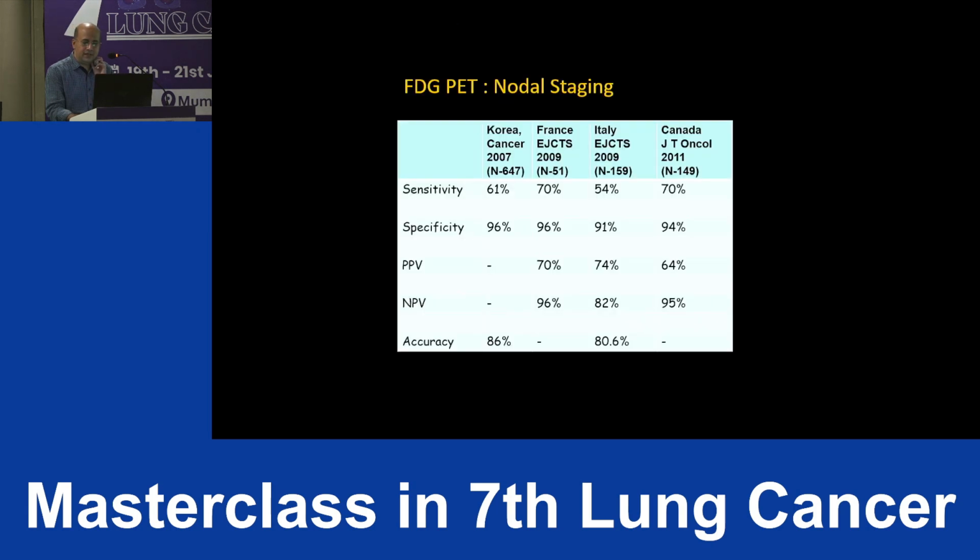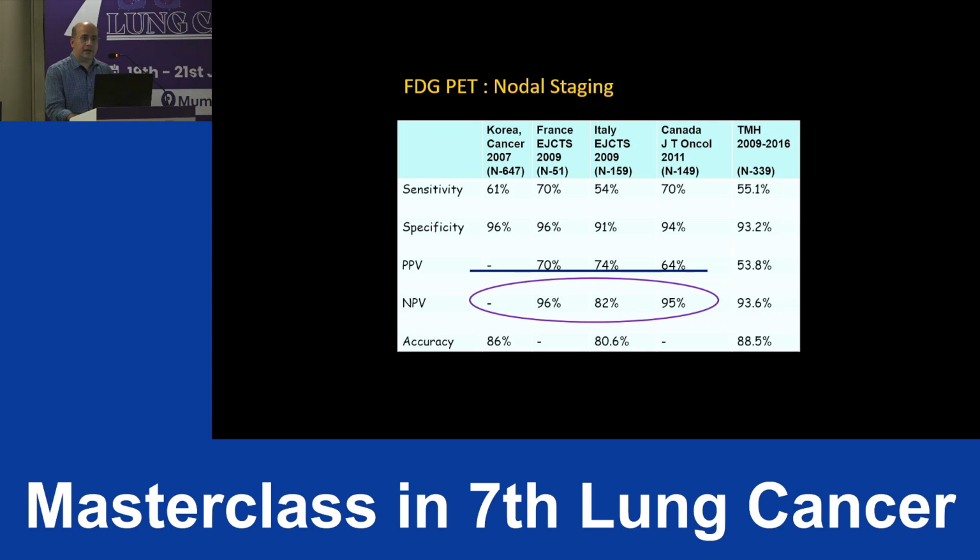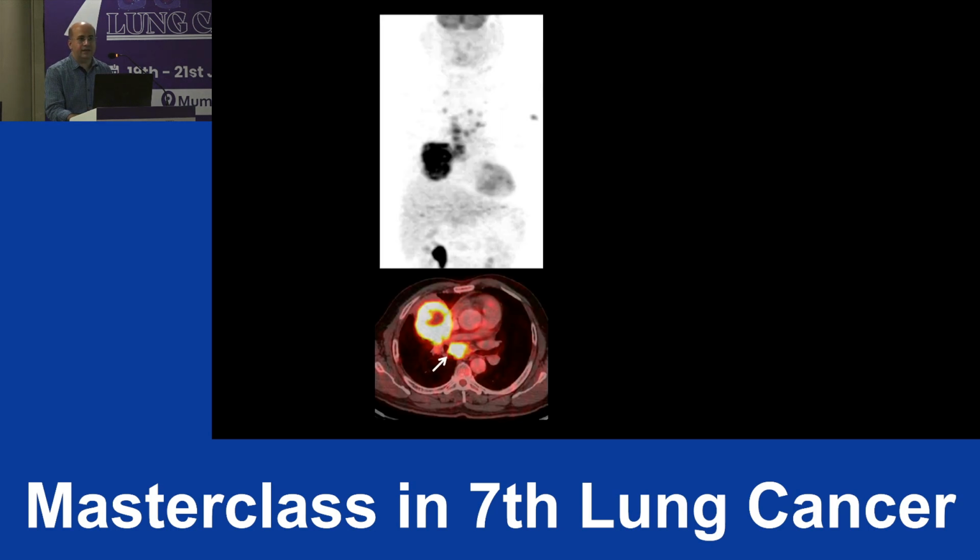Now, when you look at nodal staging for PET, if you look at various countries and their data, you can see that the negative predictive value of PET scan for mediastinal nodal disease is very high, upwards of 90%. But if you look at the positive predictive value, it's quite modest, around 70%. Now, when we looked at our own data at Tata Hospital, our NPV was also very high, above 90%, but our positive predictive value was just about 50%, means that if the PET scan is positive for mediastinal node, it's just like a toss of a coin. It could be positive or it could be negative. And the reason for that is because of the presence of granulomatous and inflammatory adenopathy in our country.